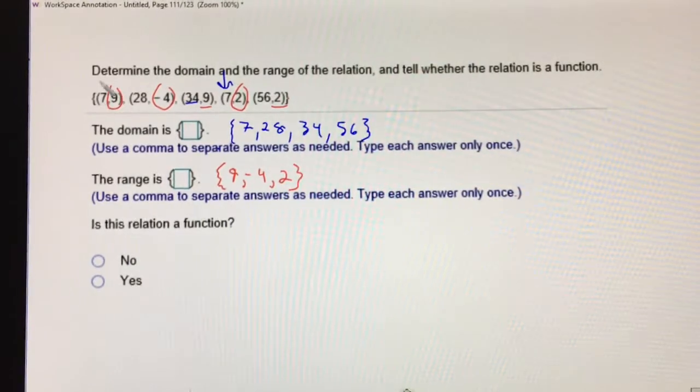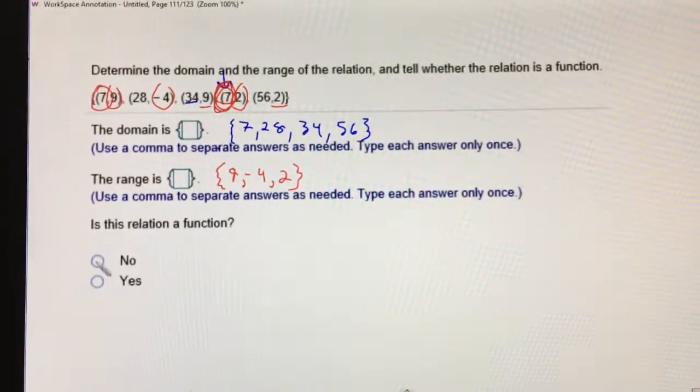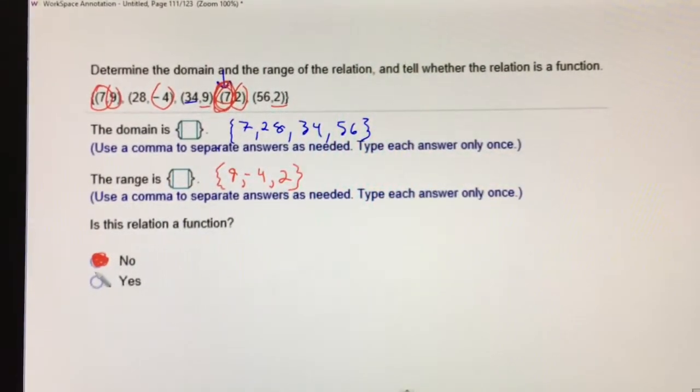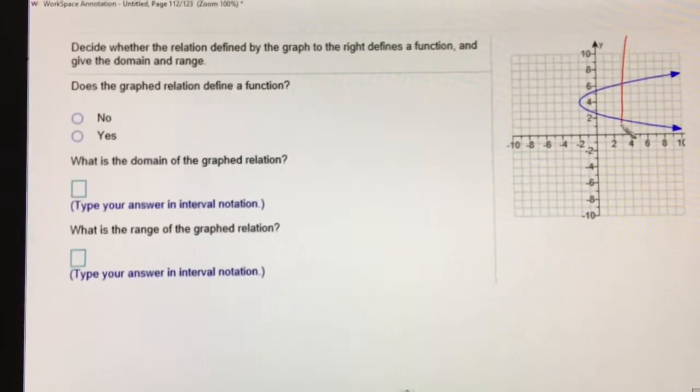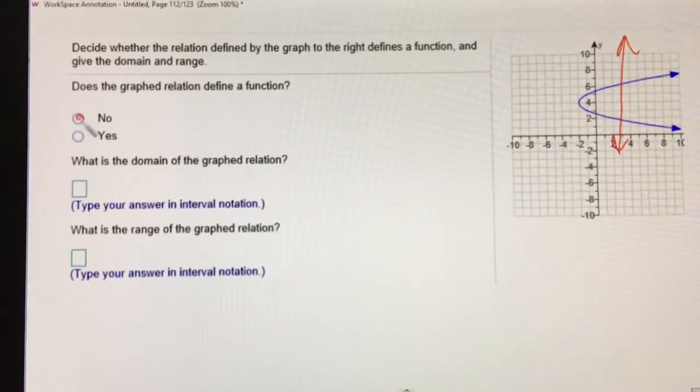Is it a function? Do any of the x's repeat? And the answer to that is yes. The 7s repeat, so that is not a function. If anything repeats, it's not a function. That's not a function. It fails the vertical line test.